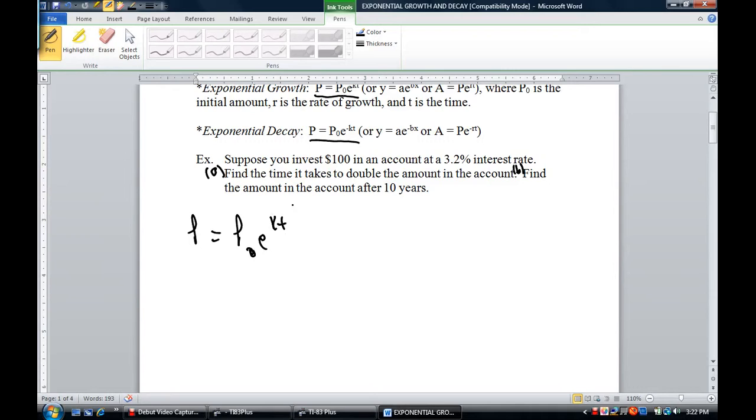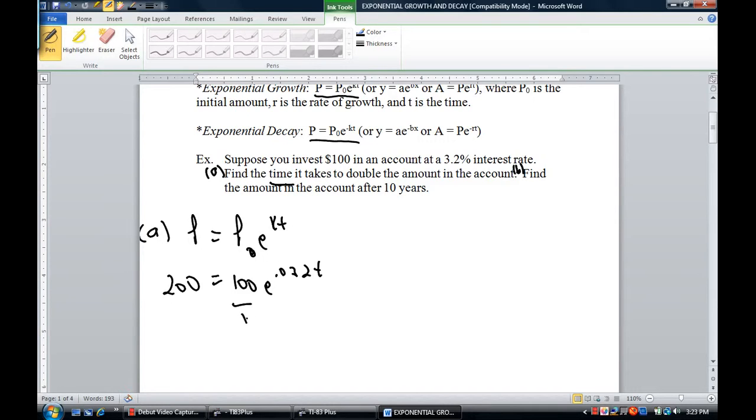So let's start. Now it says $100 is invested, so that's our P sub 0. 3.2% interest rate, so that's going to be our k as a decimal. It's 0.032. t, the time, is what we're trying to find. For it to double, we don't know. Well, we do know how much it is if it doubles, because if you take $100 and double it, it becomes 200. So we're going to solve this for t, and it's going to answer the first question, question A.